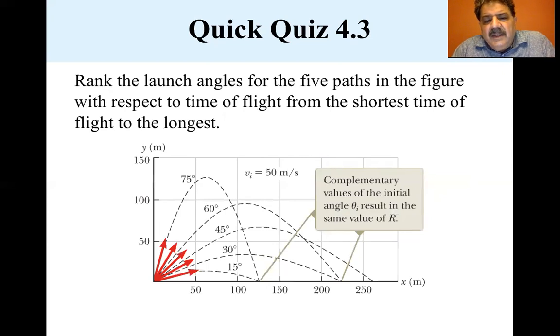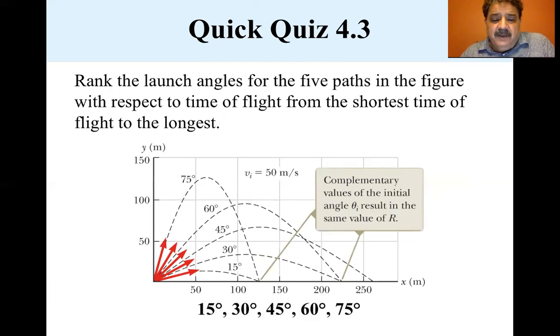So the time in the air would determine the time of flight. If we rank these, it would just be according to the degrees: 15 degrees, 30 degrees, 45 degrees, 60 degrees, and 75 degrees. The vertical component at 75 degrees is the largest, and so it's going to spend the most time in the air. Okay, let's see. No, there's two more.